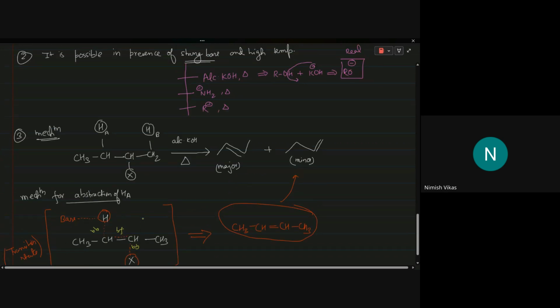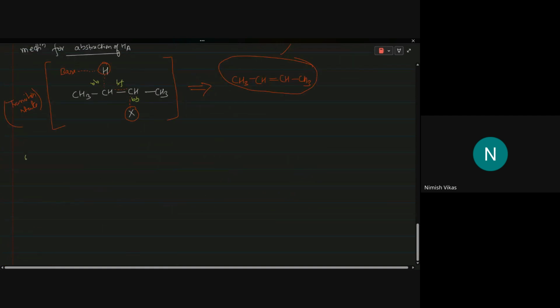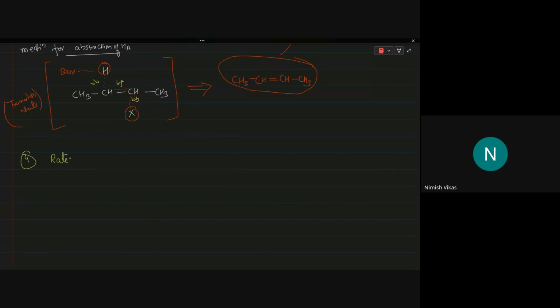Okay. Moving on to the next, fourth point. Now, the rate of E2 elimination. The rate of E2 elimination is directly proportional to the concentration of alkyl halide raised to the power 1 and the concentration of base raised to the power 1. So, what is the order of the E2 elimination? The order of the E2 elimination is 2.